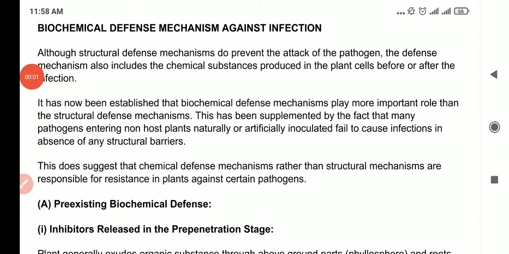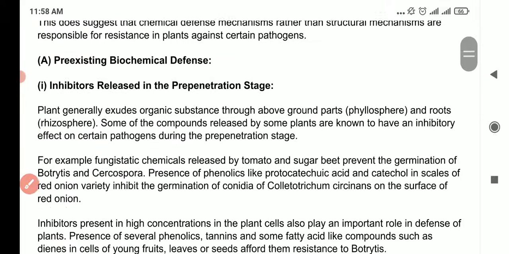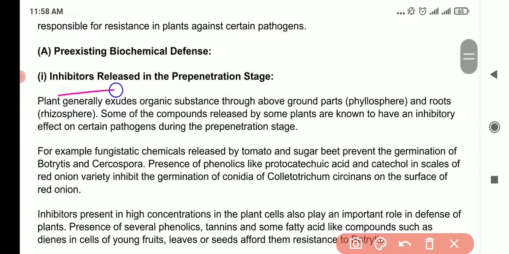Okay, going into the biochemical defense reaction when a plant host is infected. So again, they are pre-existing as well as post. Some chemical reactions are already there and some will happen after the infection. So let's see some pre-existing. There are some inhibitors released in the pre-penetration stage.